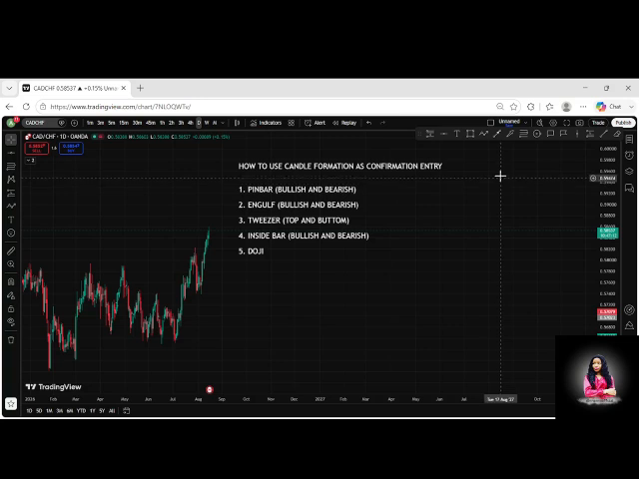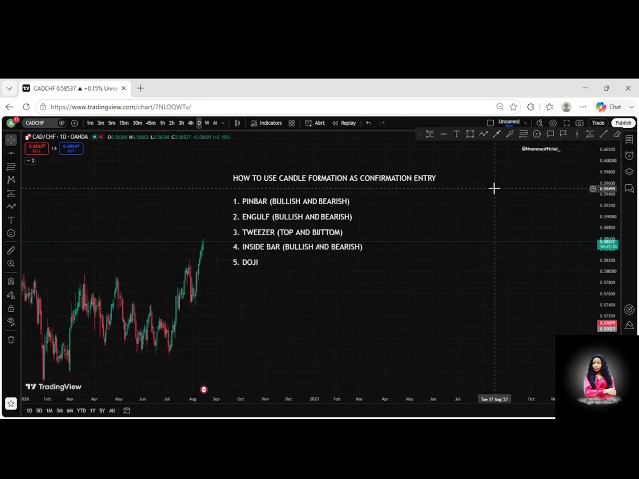So let's dive into today's business. Now, the use of candle formation as confirmation entries is one of the smartest ways. In fact, I use change of character sometimes, I use candle formation, but 80% of the time I use candle patterns as my confirmation entries.